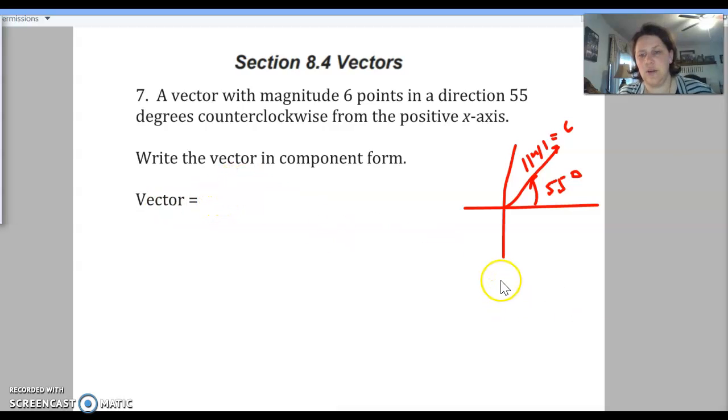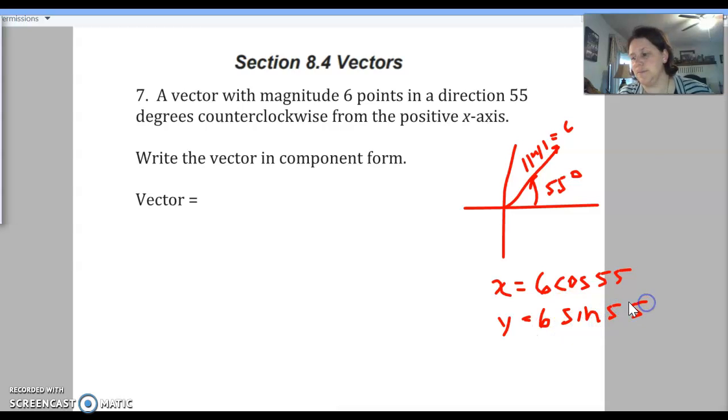We are going to use the equations that we had. So x is equal to the magnitude, or r, which is 6 cosine of 55 degrees. Again, make sure your calculator is in degrees now. So we have y is going to be equal to 6 times sine of 55 degrees. So plug both of those into your calculator, and you will have the component form of 3.441 and 4.915.